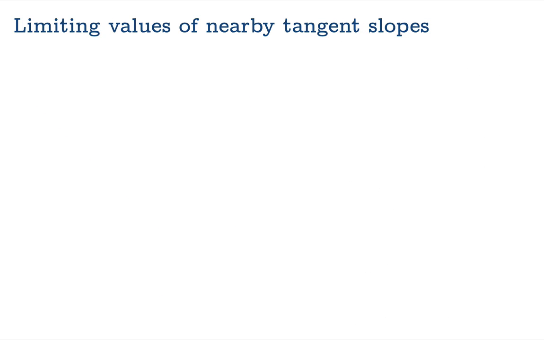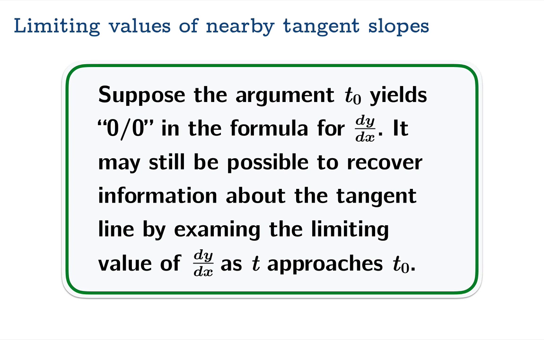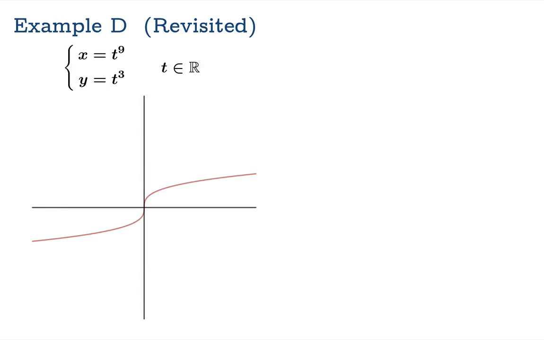Now, you may have been looking at these examples, and you may have thought to yourself, well, you're throwing away a lot of information because you're not actually trying very hard to figure out the behavior of the curve when t equals 0. And indeed, whenever you have an indeterminate form in a situation like this, it may still be possible to recover information about the tangent line by examining the limiting value of dy/dx as t approaches t naught. So let's just revisit these examples quickly.